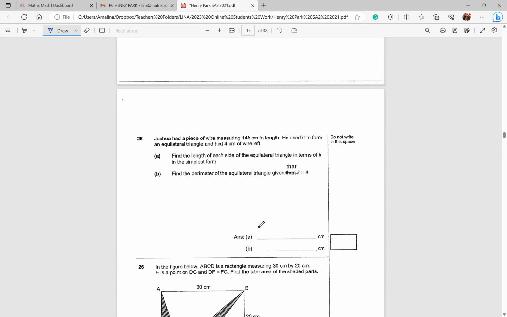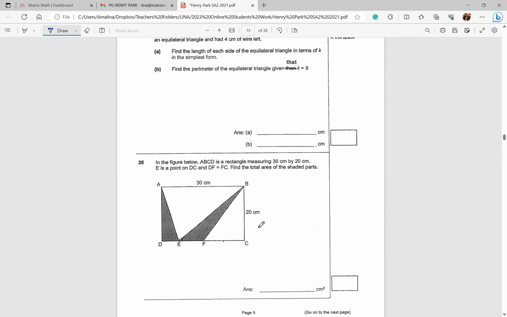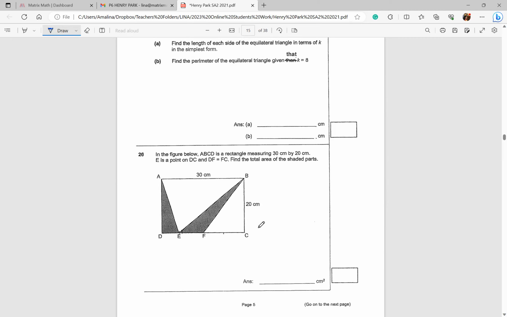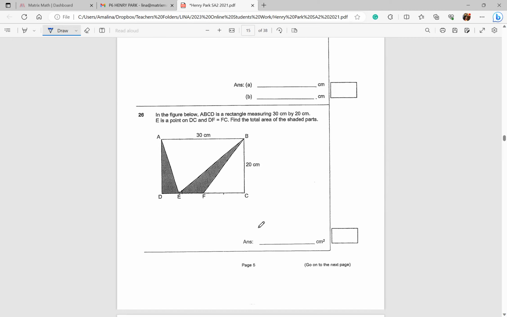Question number 25, our skip is very simple. Okay, question number 26, I'll go through this. In the figure below, ABCD is a rectangle measuring 30 cm by 20 cm. E is a point on DC, and DF is equals to FC.